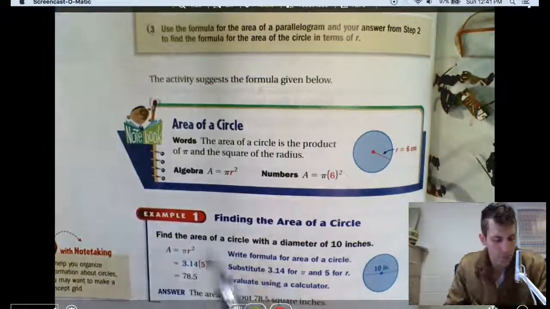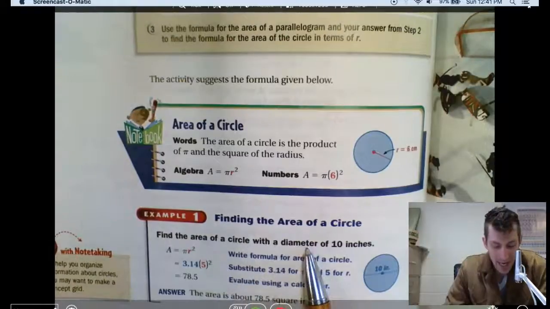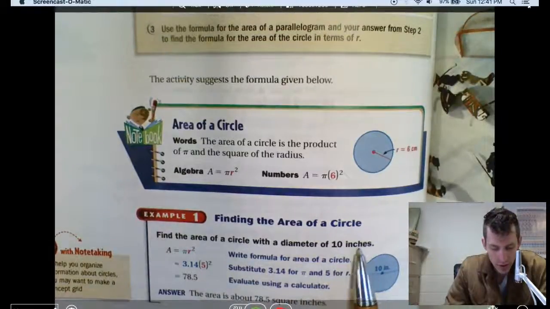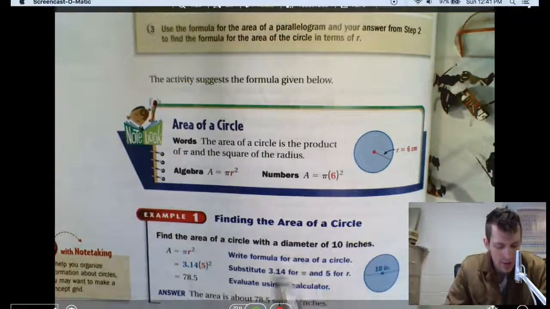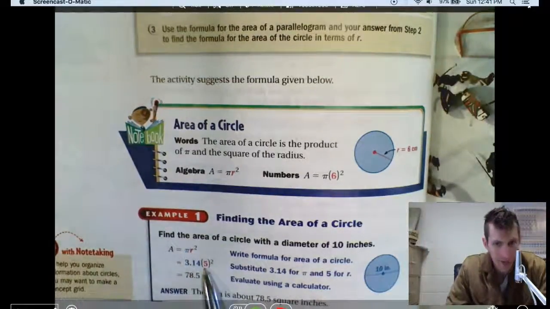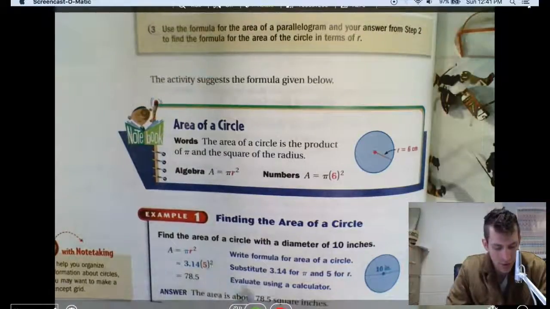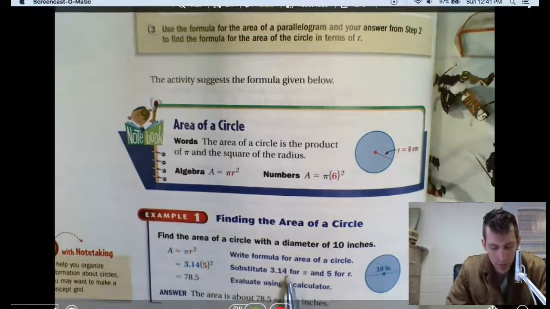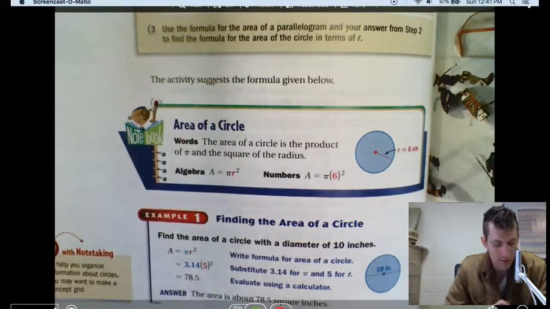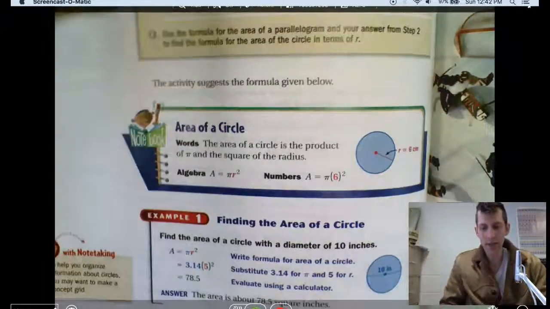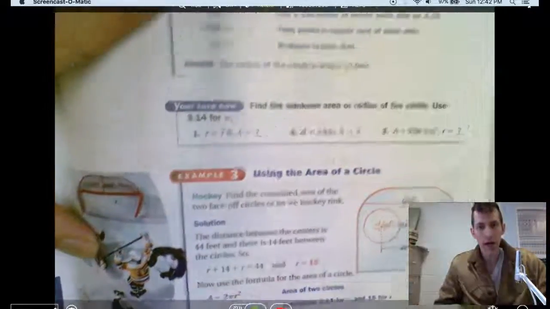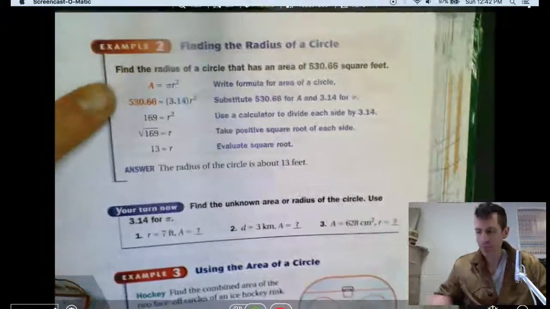Let's see what they do down here. Find the area of a circle with a diameter of 10 inches. Oh, 10, just like I said before. Okay, if the diameter is 10, the radius is what? 5. 5 squared is 25, and they're using 3.14 for pi. 3.14 times 25 would give you 78.5. Now this is area we're talking about, so square inches. Inches squared.